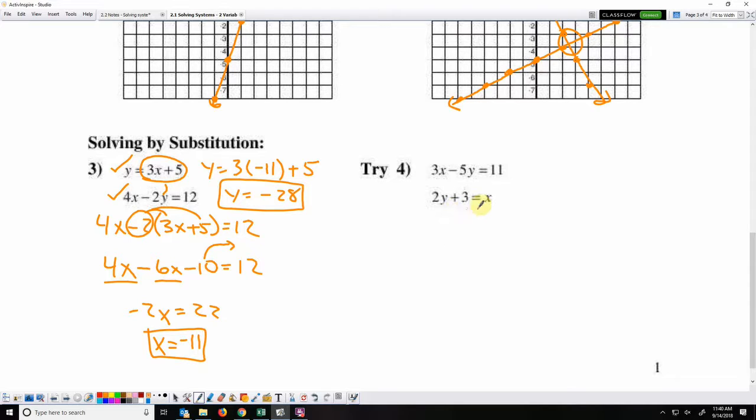Okay, next one. We've got x by itself, which means x has that value, and I can plug it in right there into the top equation. 3 times 2y plus 3 minus 5 equals 11. So I just substituted that in for x. So I'll distribute: 6y plus 9 minus 5 equals 11.